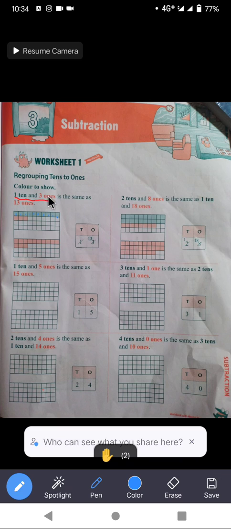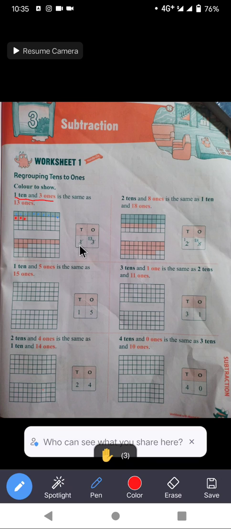Now I have 3 ones, so for ones I will take another color. I'm taking red color here for 3 ones, so I will fill 3 squares here. 1 2 3. So 1 ten I filled and 3 ones I filled. Now let's regroup this 1 ten and 3 ones. I told you how to regroup.